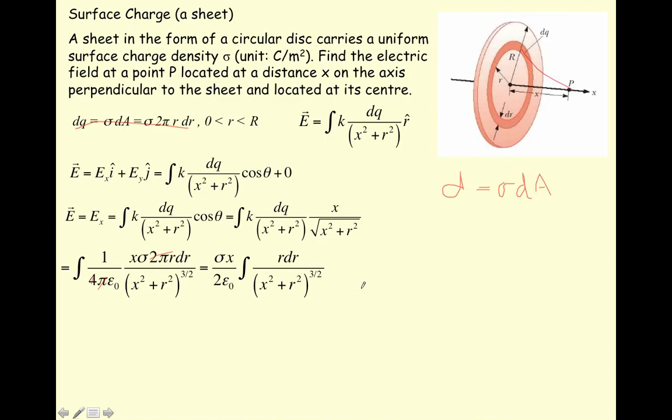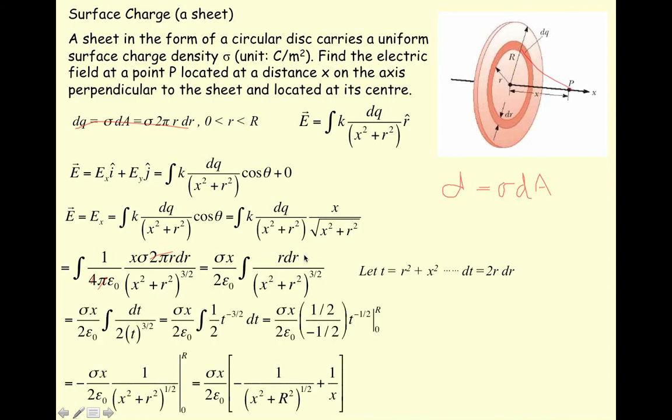All right, so how do I integrate this? Well, I integrate this using a trick by simply defining this as t. So my dt is 2r dr. I have the r dr, so if I multiply by 2 divided by 2, I get the 2 here, and then I get the 2r dr. All right, and then I place that.